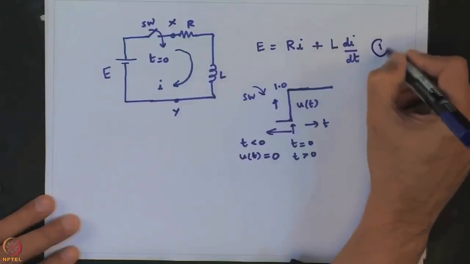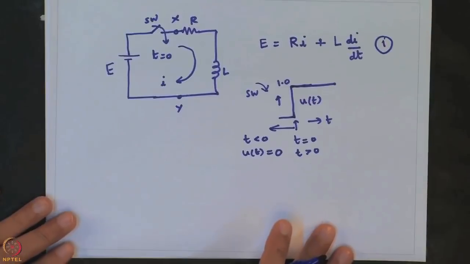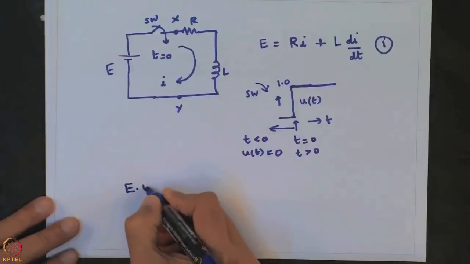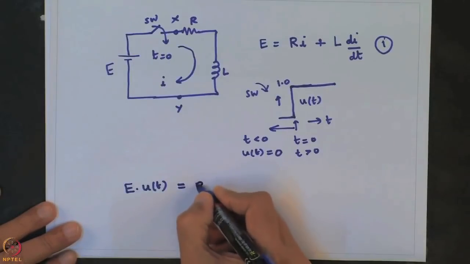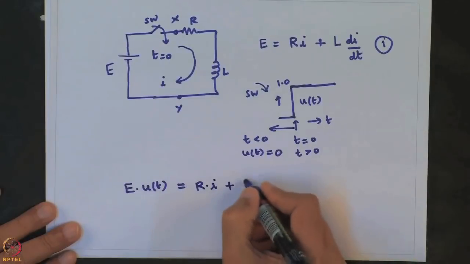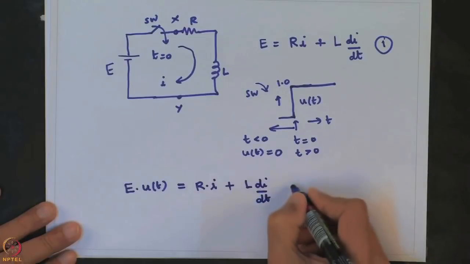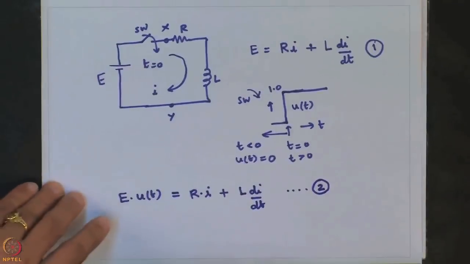So, let us say the equation we wrote is equation number 1. A more complete representation of this governing equation should have this kind of an expression: E into u of t is equal to R into I plus L di by dt. Now, let us see how we solve this and what difference it will make to bring the Laplace transforms into this solution.